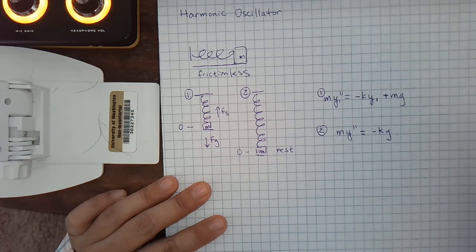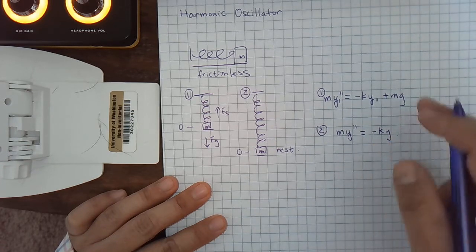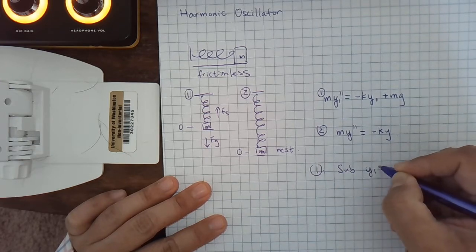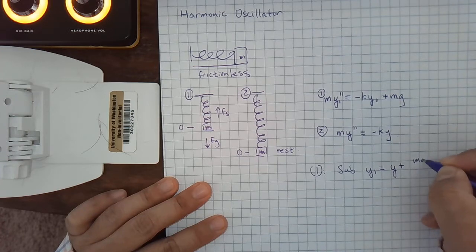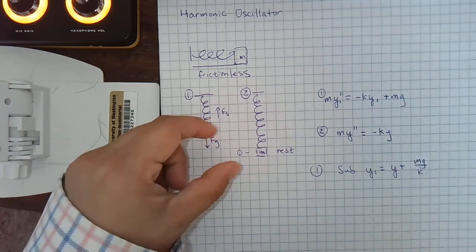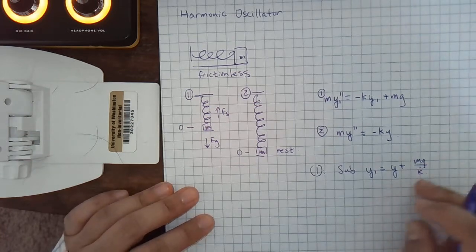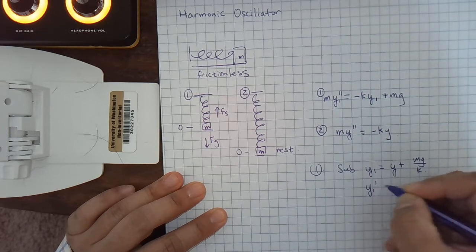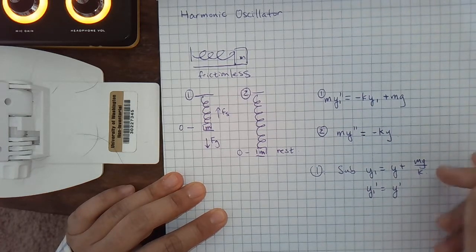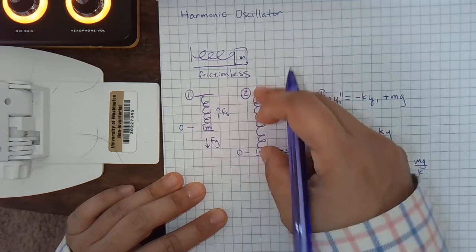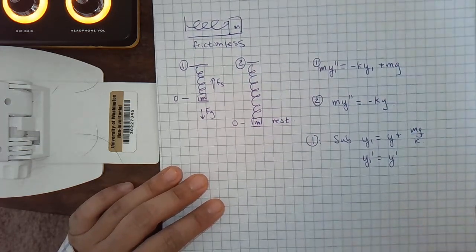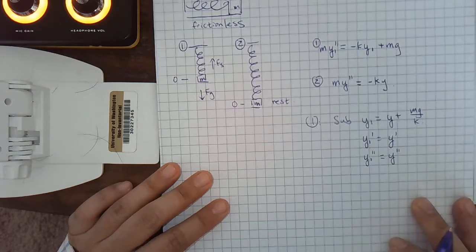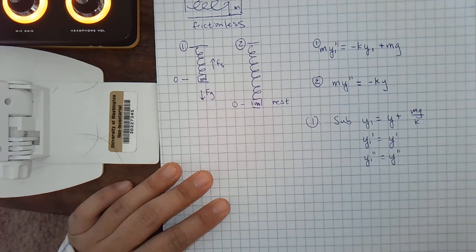If I just go into this equation, equation 1, and I'm just going to sub y1 equals y plus mg over k. They're just going to be separated by some vertical distance. Then what happens? Then y1 prime is y prime. This is just a constant. Mass, gravity, and the spring constant are all constants. So they go away when you take a derivative. y1 double prime equals y double prime. And now we can sub those into 1.